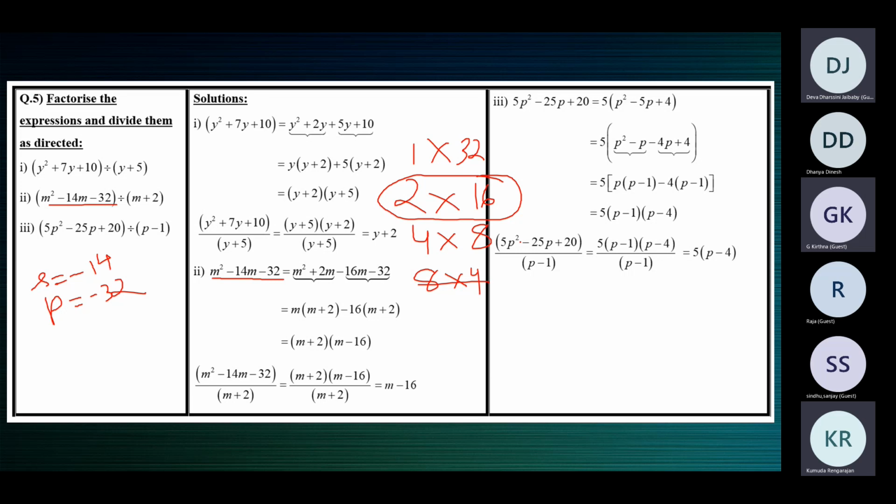Fix the signs for 2 and 16. You should take all the combinations: minus, minus; plus, plus; plus, minus; minus, plus. We have done all this. Choose the right combination. Yes, ma'am. The correct combination will be minus 16 and plus 2. Only this will give you minus 14 as the sum and minus 32 as the product.